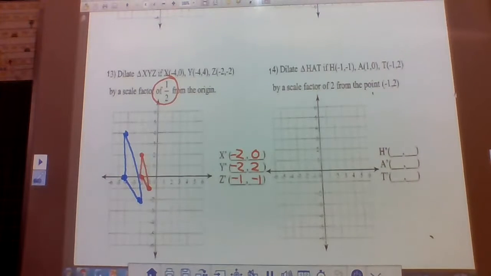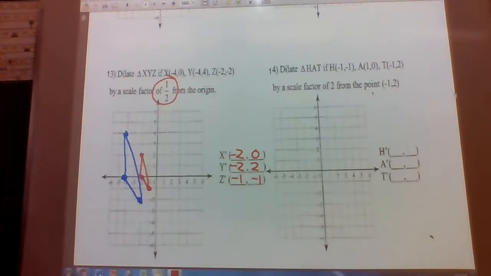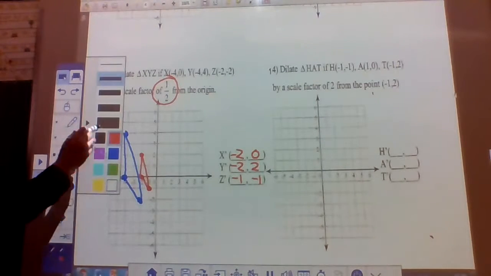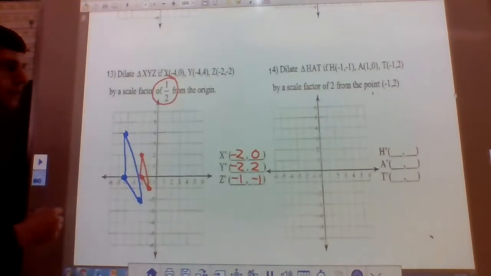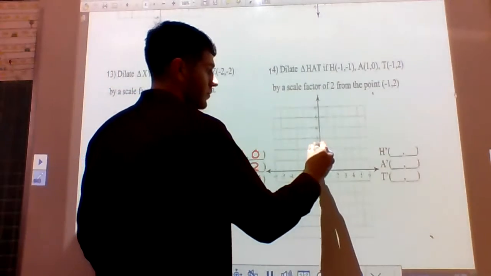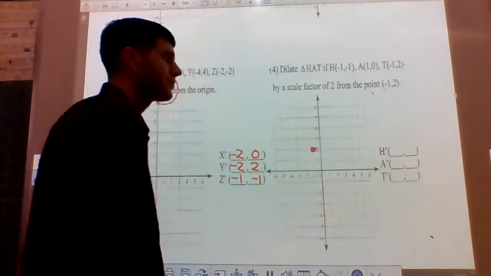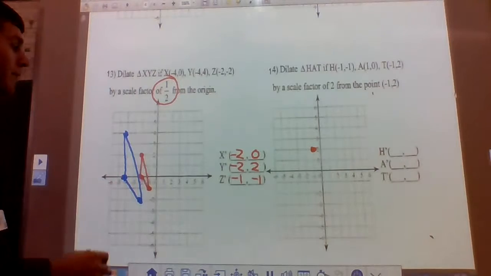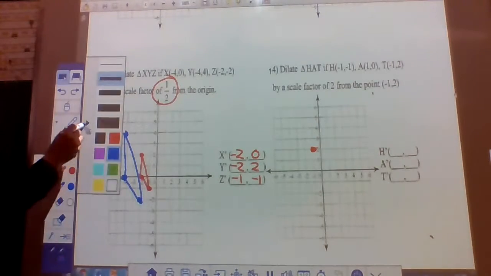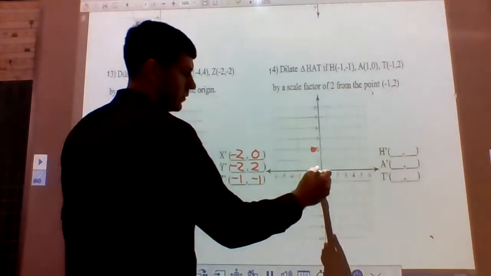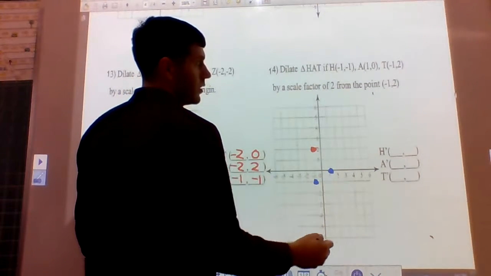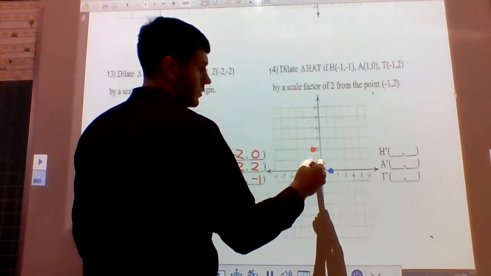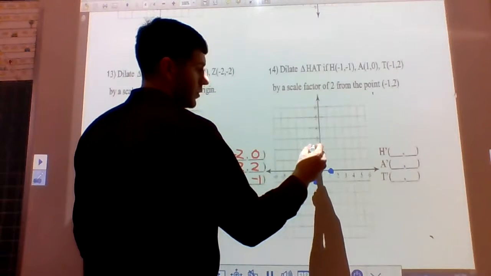Okay, the last one is a little bit different because we're not expanding from the origin. We're expanding from the point negative 1, 2. So we got to use some critical thinking skills on this one. Okay, let's look at the point negative 1, positive 2. I'm going to plot our original triangle in blue. So we have negative 1, negative 1. We have 1, 0. And we have negative 1, 2, which is the point we're expanding from.